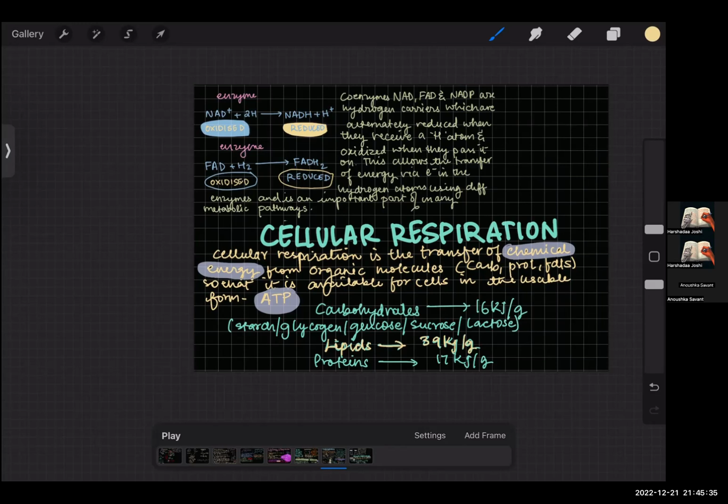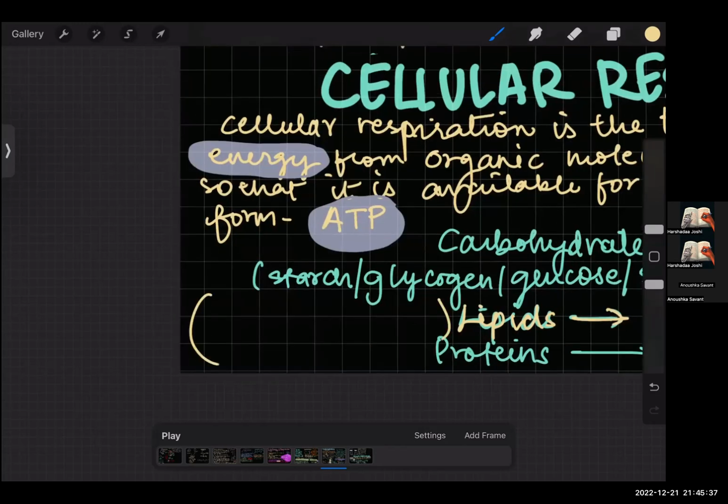So if they ask you why is it that lipids have more energy, you will say lipids have more energy per unit mass than carbohydrates or proteins because they are highly reduced compounds.